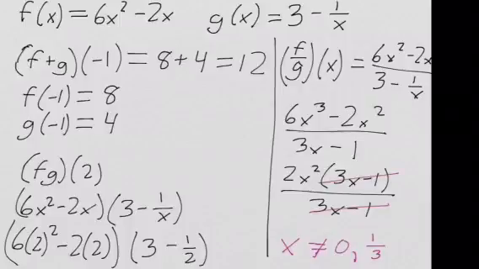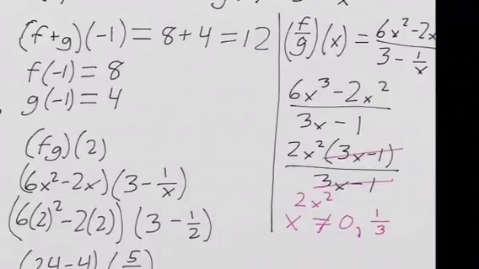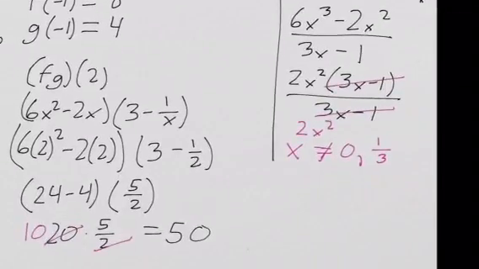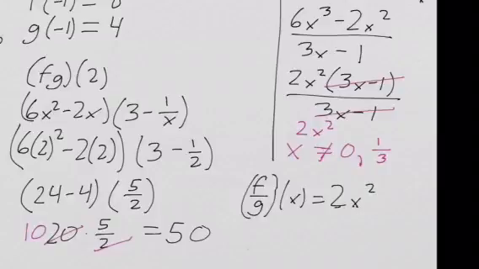And at this point, all I'm left with is 2x squared. So the way we would write our answer here would be f divided by g of x is equal to 2x squared. Then we'll put a comma. I'm going to have to go to a new line because of space. x does not equal 0 or 1/3.